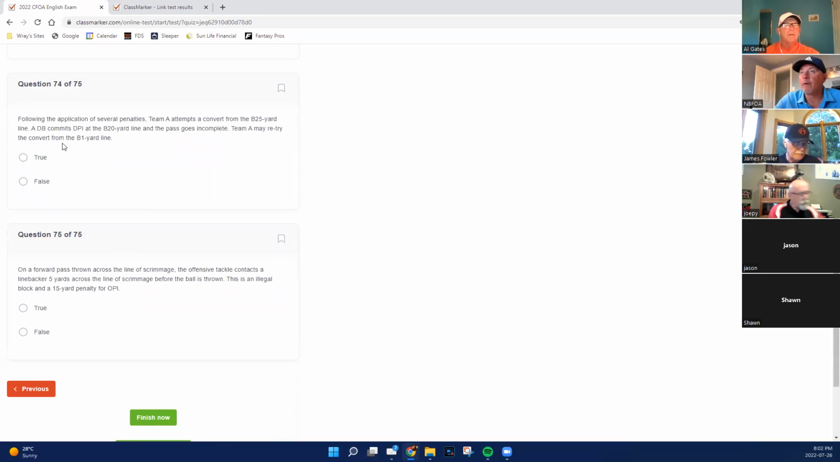Following the application of several penalties, Team A attempts a convert from the B25 yard line. Team B commits defensive pass interference at the Team B 20-yard line, and the pass goes incomplete. Team A may retry the convert from the B 1-yard line.